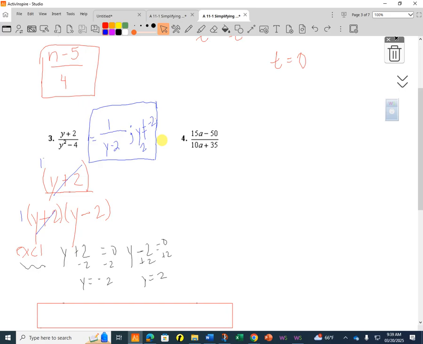Go ahead and write the example for 15a minus 50 divided by 10a plus 35. I would think after a little bit of a reminder, you guys should be able to factor the numerator and denominator here. So find a common factor in the numerator and factor that numerator. Find a common factor in each term in the denominator and factor that denominator. I'm going to give you a head start, and I'm going to do that part pretty quickly because we have about 20 minutes left, and we've got some more examples to get through.